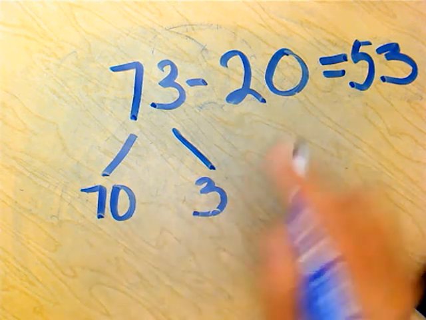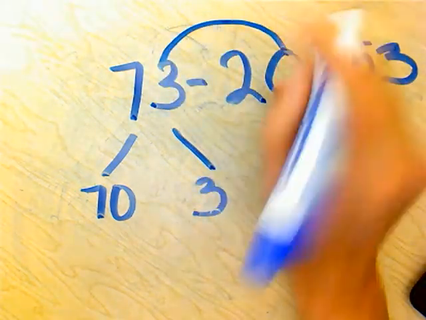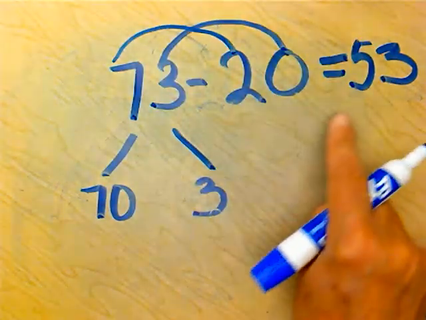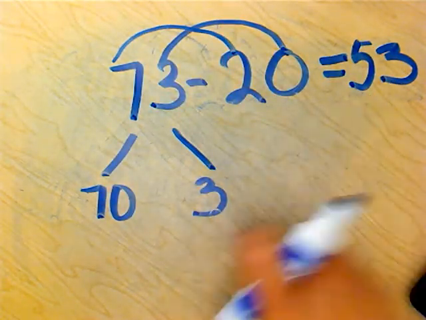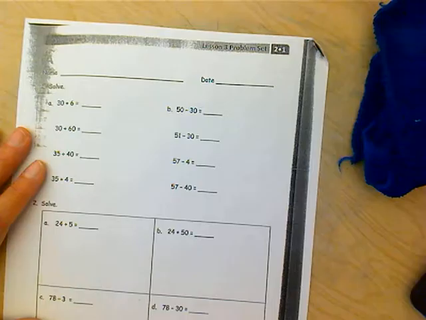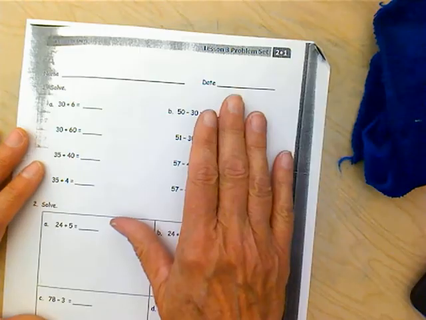Can you see how I can use 3 take away 0 is 3, and 7 tens take away 2 tens is 5 tens? Are you seeing that? I'm hoping that you are. Wow, this is really going places I didn't expect today. All right, let us continue on now.